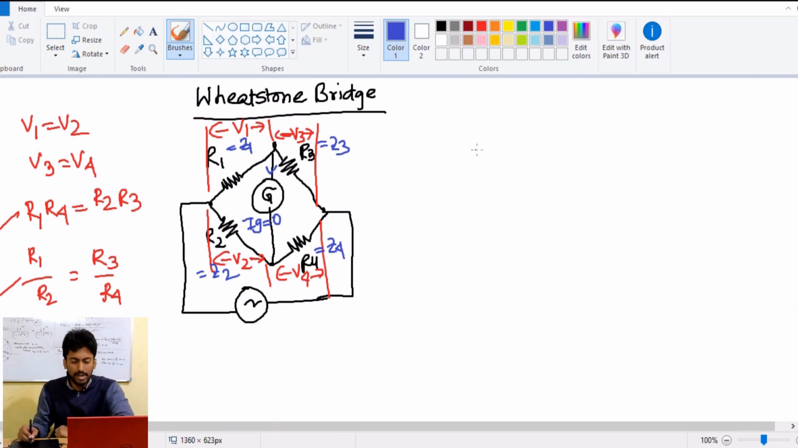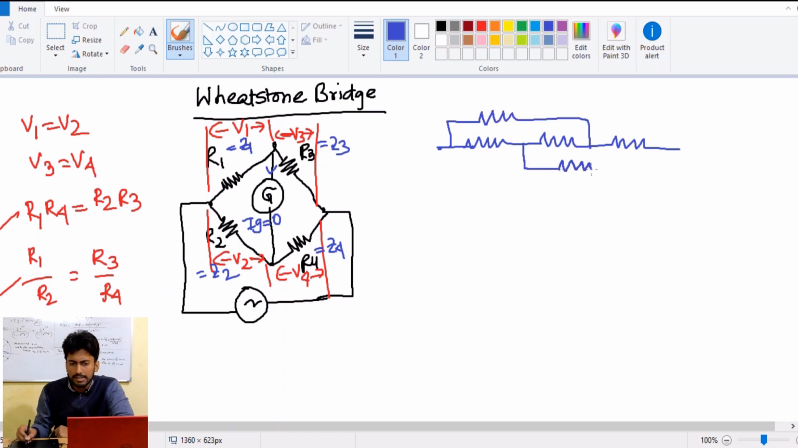Let's take an example. Say you have 5 resistances connected like this, and every resistance has the same value, just for simplicity. Say this circuit is given to you and every resistance is 10 ohms. Now they are asking you to calculate the equivalent resistance between these two terminals A and B.